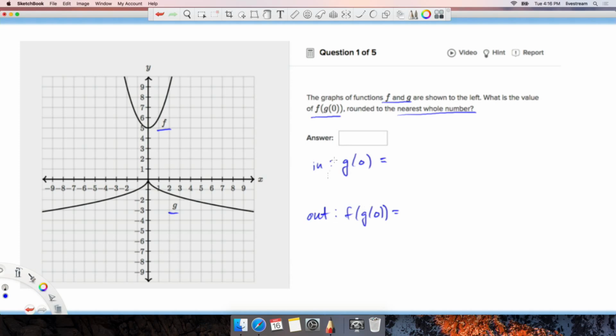Like I said, this is my roadmap. I've written out the steps, and then it just comes down to following the steps, which makes it easier for me to follow along. So if I look at g of 0, what is the value of g when x is 0? Well, it looks like I'm just right here, and so that y value is 0. So I can substitute in that 0 in the place of g of 0, and this becomes f of 0. So when x is 0, what is the value of f? It's going to be right there at 5.